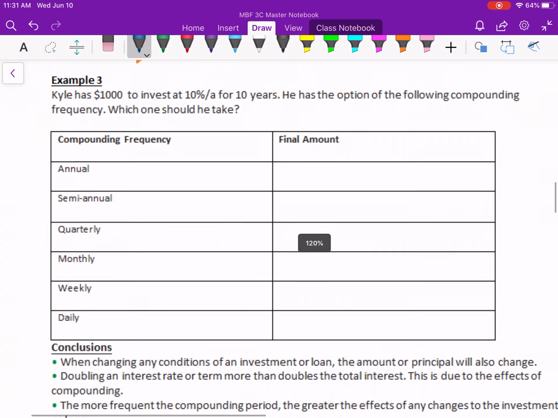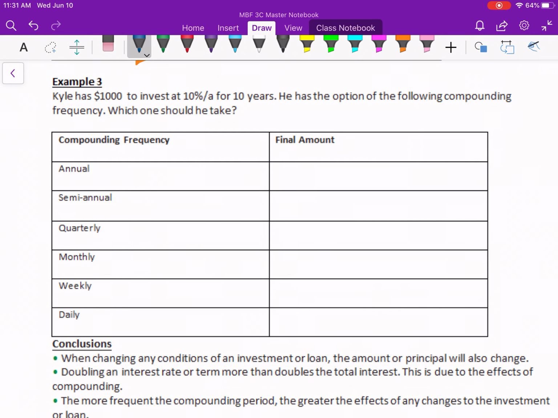Here's the last thing that makes a difference: compounding frequency. You may not think that makes a difference, and it won't make as big of a difference as interest rate, but it will make some difference. So in this one, Kyle has $1,000 to invest. That's our P. 10% per annum, 10 years, and then we're going to play with the compounding frequency. So that means we're going to change our periods. We're going to have to multiply 10 by different numbers to get our different periods.